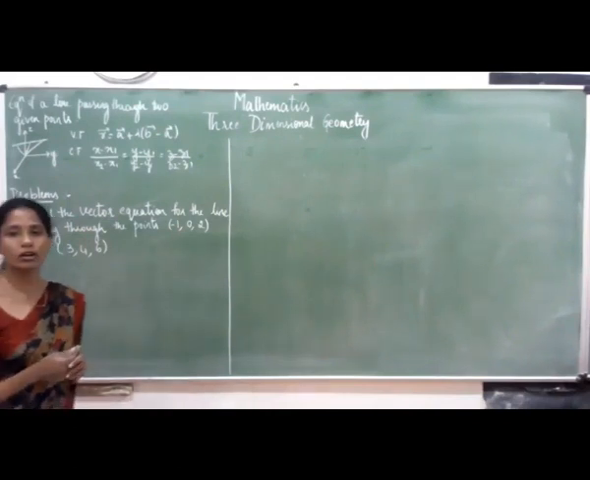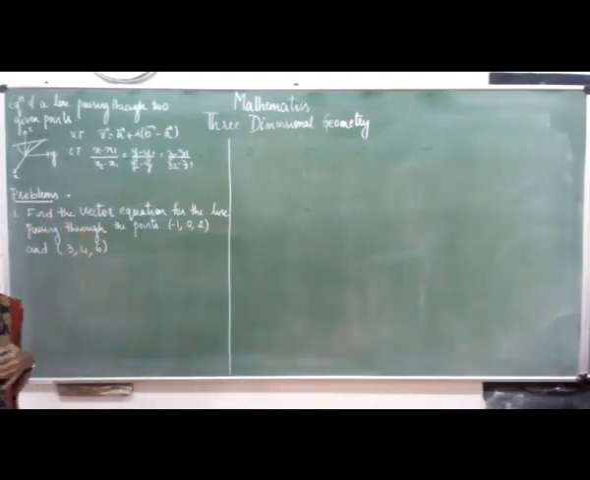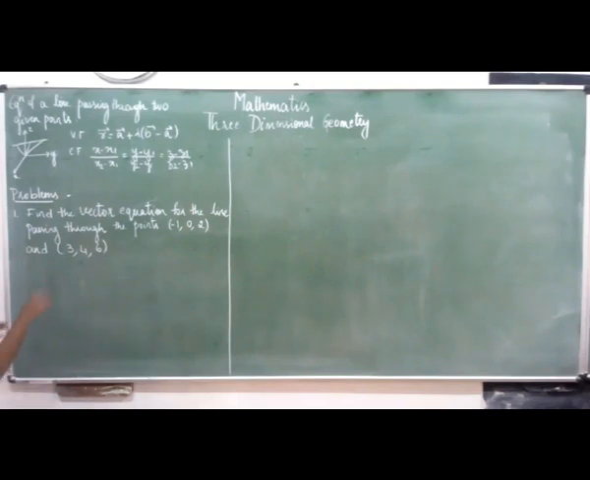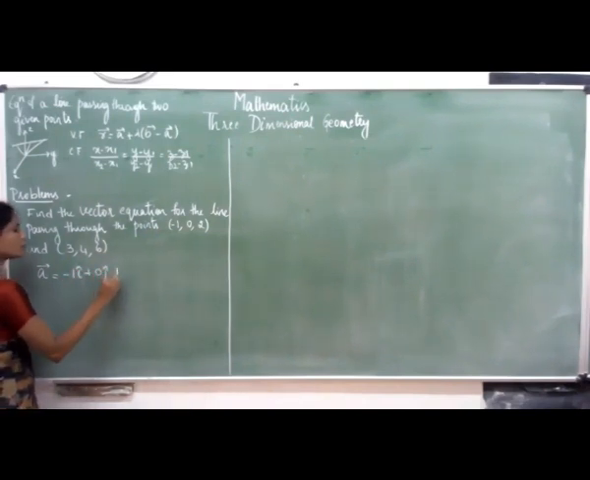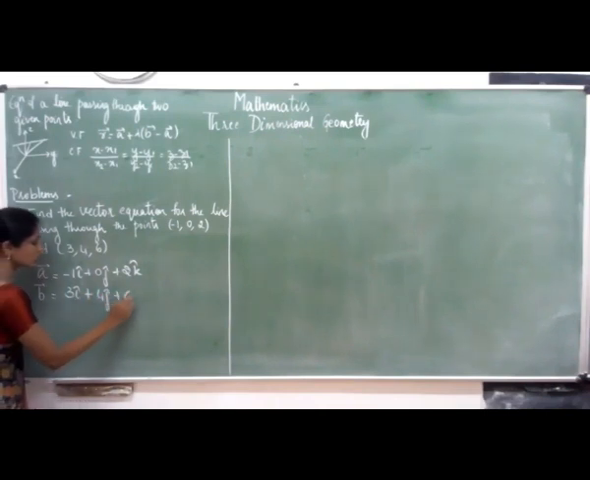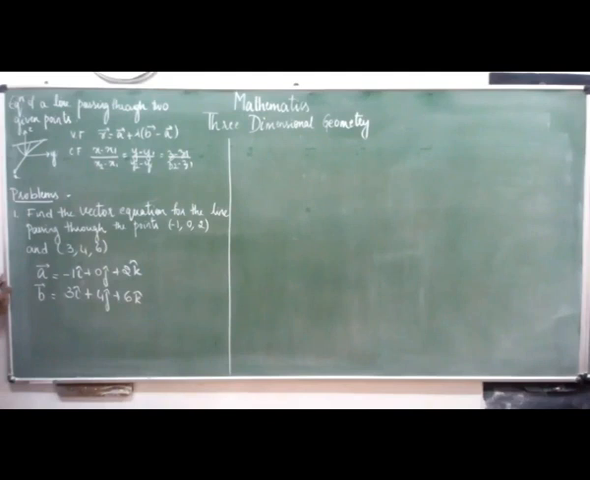Let us solve the problem on the equation of a line passing through two given points. So here in the first problem, they have asked us to find the vector equation of a line passing through the points minus 1, 0, 2 and 3, 4, 6. The first point that they have given, we should consider for vector A. So the Cartesian coordinates are given, you can write them in vector components. So this can be written as minus 1 i cap plus 0 j cap plus 2 k cap. And the second point, that is for vector B, will be written as 3 i cap plus 4 j cap plus 6 k cap. We need to find its vector equation.